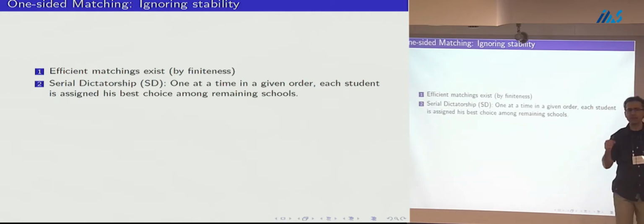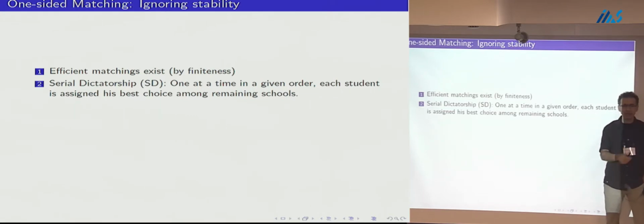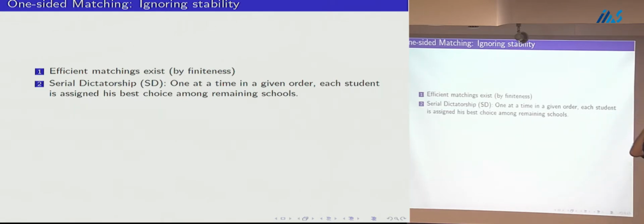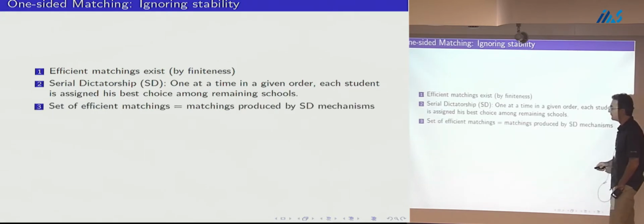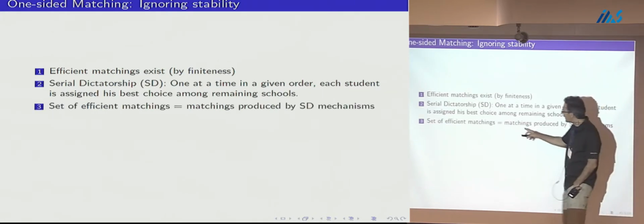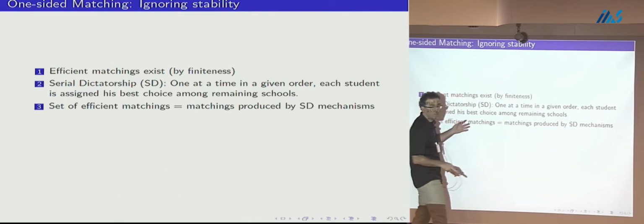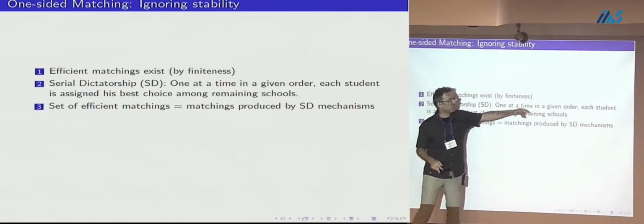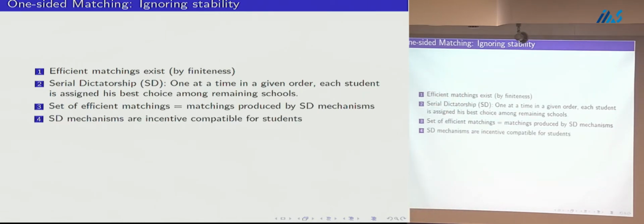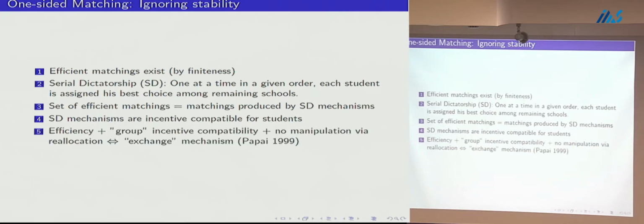Put the students in an order, and one at a time, given this order, each student is assigned his most preferred option among the available schools. That is going to give us an efficient matching. Actually, the set of efficient matchings can be found by changing the order of students. This mechanism is incentive compatible for students. And there are some nice characterization results.